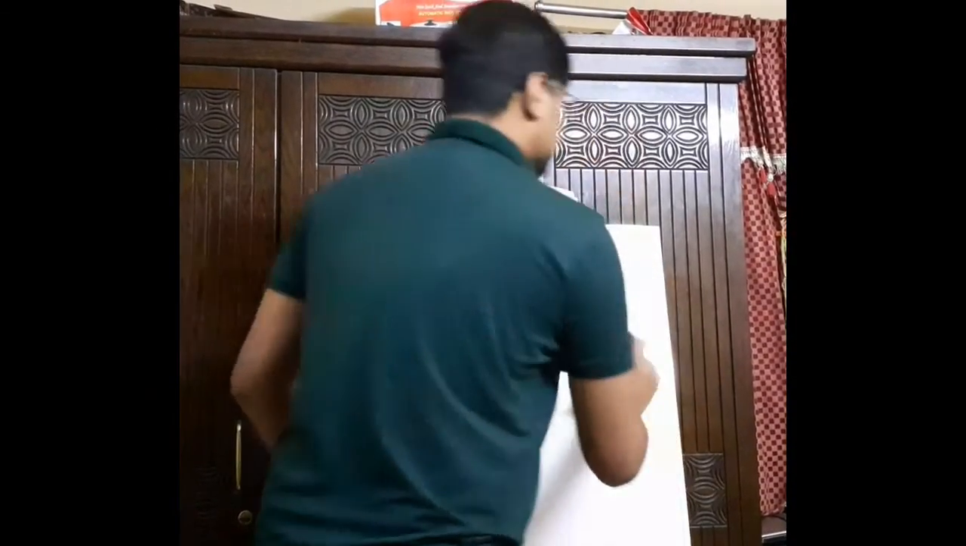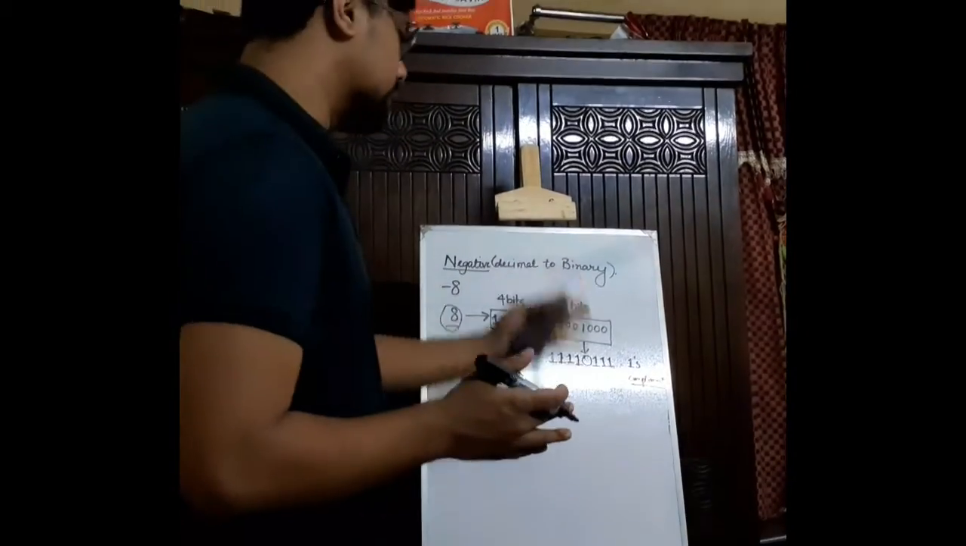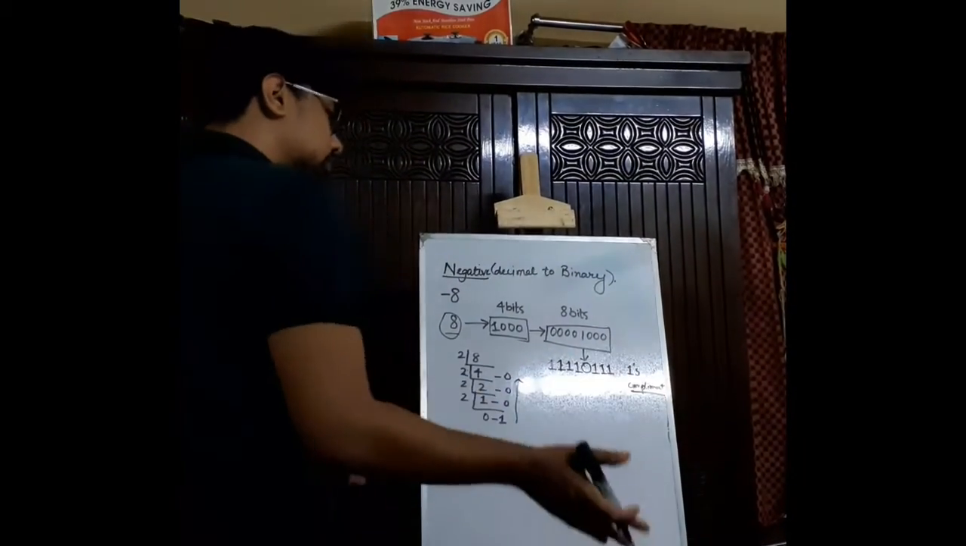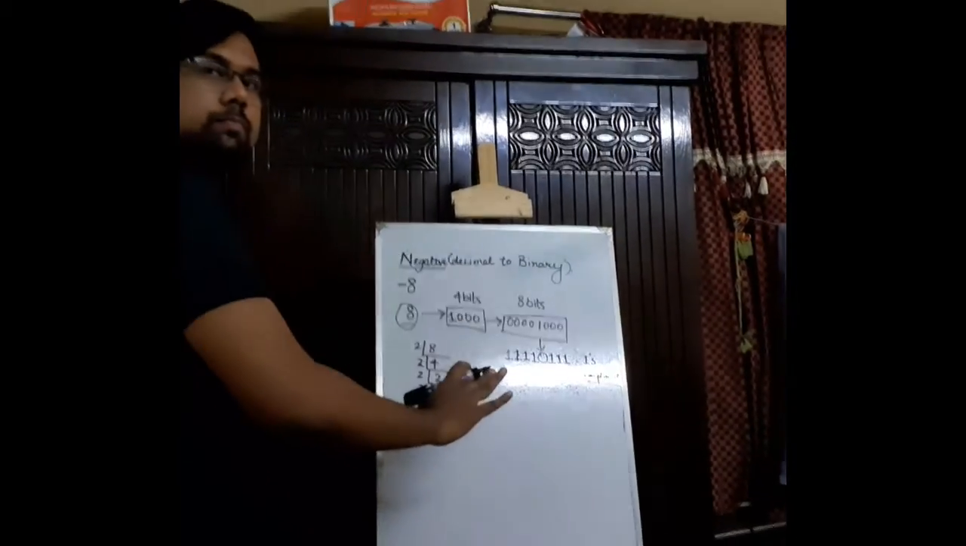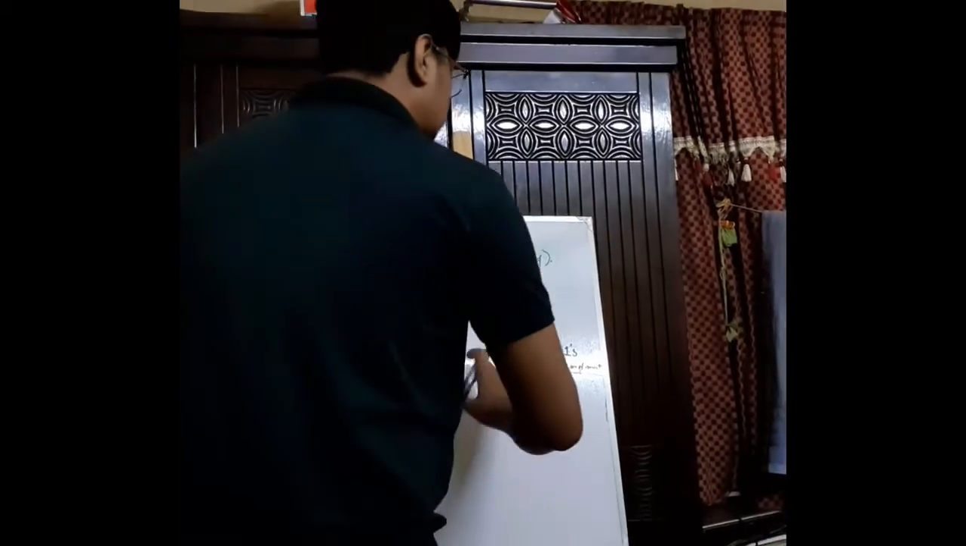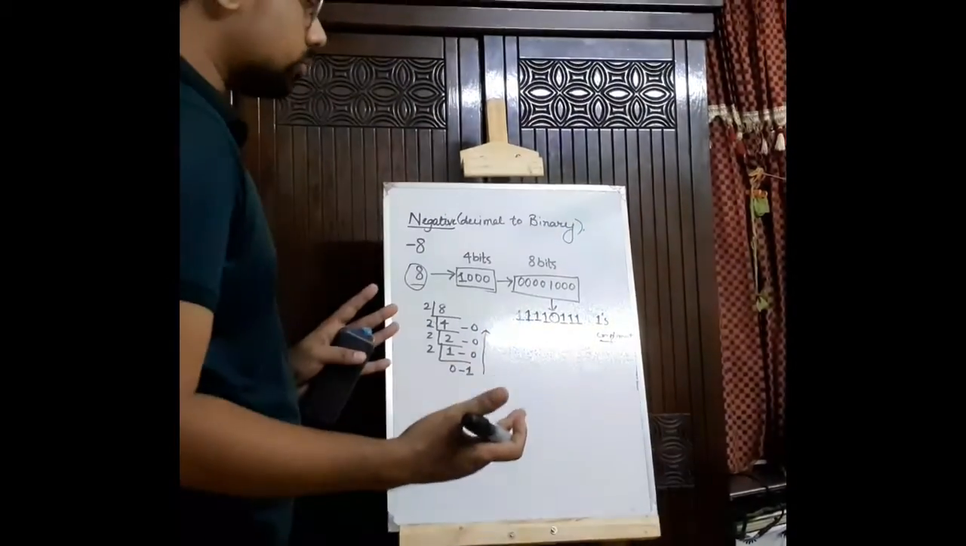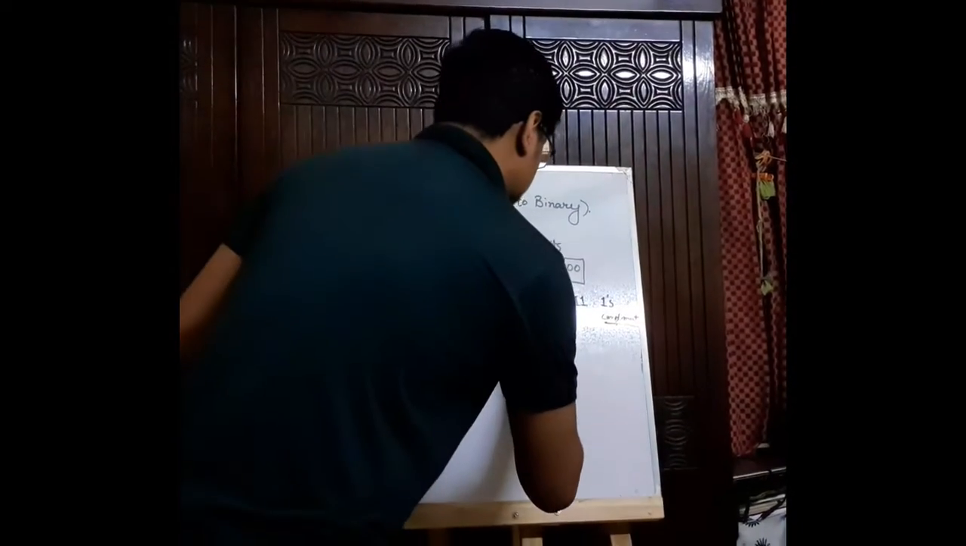So this thing is also given in your reference book as well. If you want to know more about it, you can go through that. But for the time being, solving this problem, just knowing this part is more than enough, I guess. So once you have done the ones complement, the next task is to add a 1 to it.